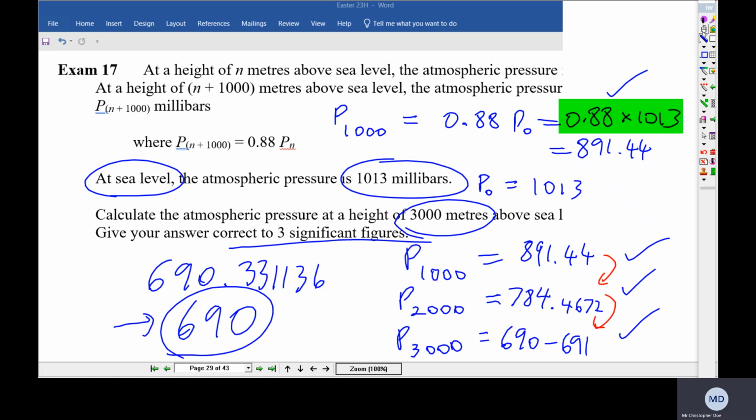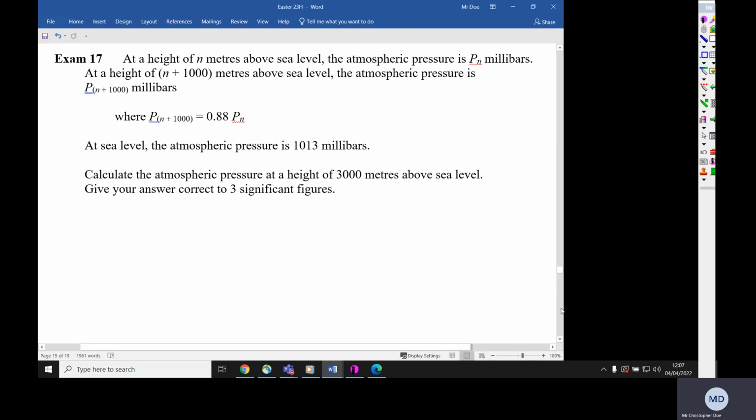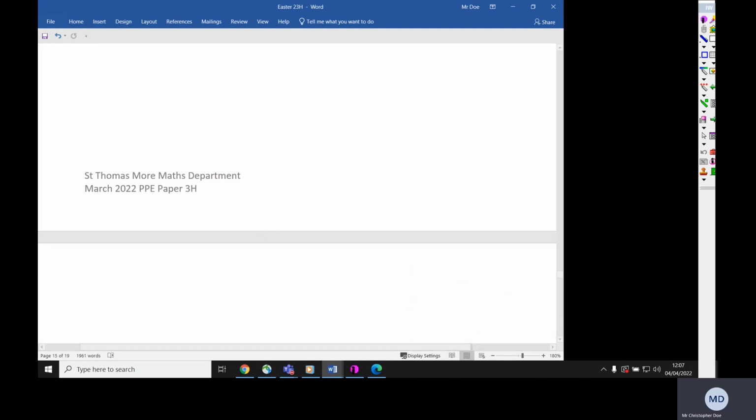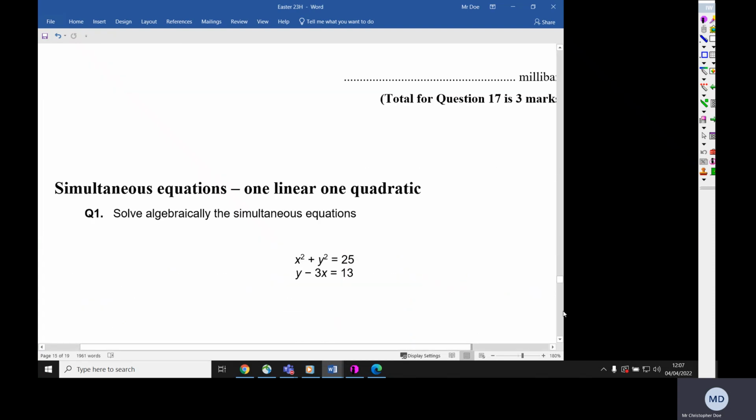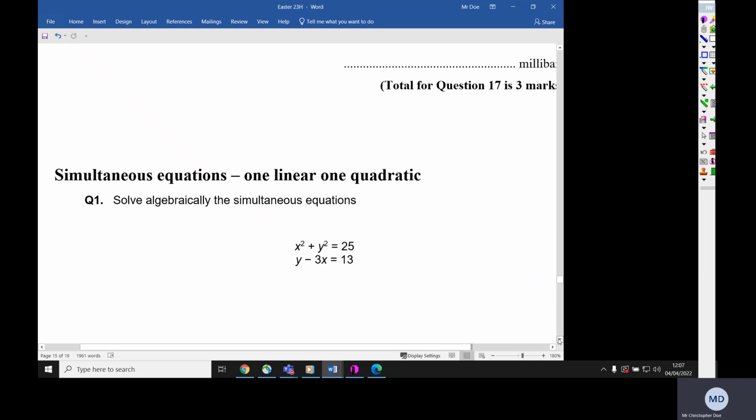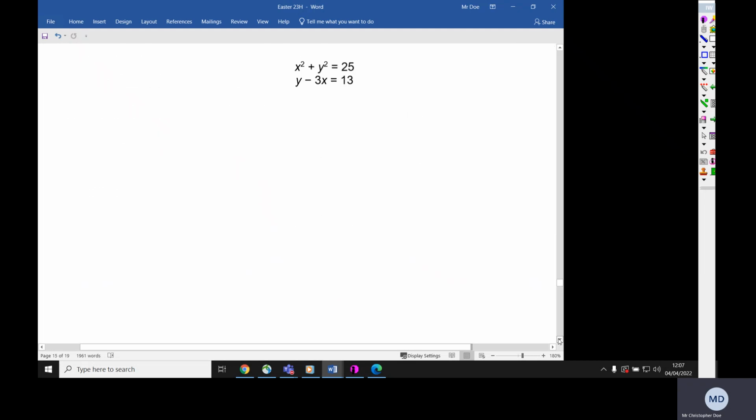Right, the next plan was to go and do some simultaneous equations. I did one just for Neve because she had to dash off. So we've done that one already. I can do that one again in a minute, but just for the sake of you who were here when we did that.